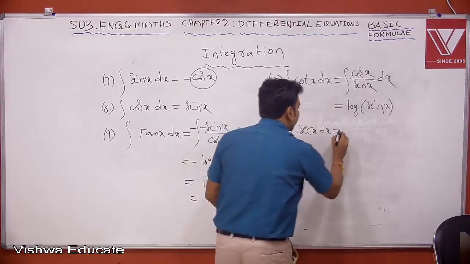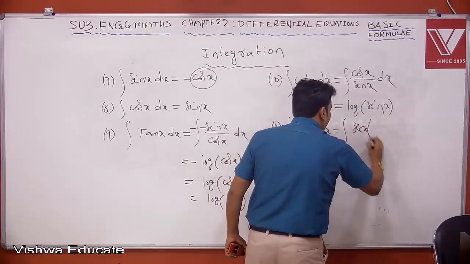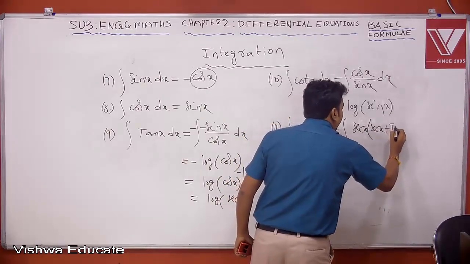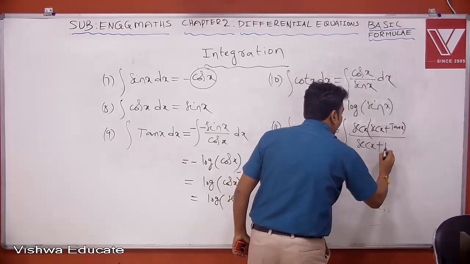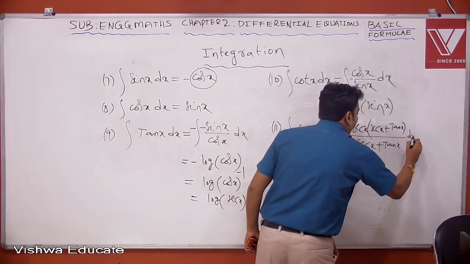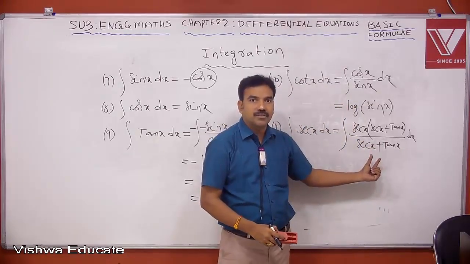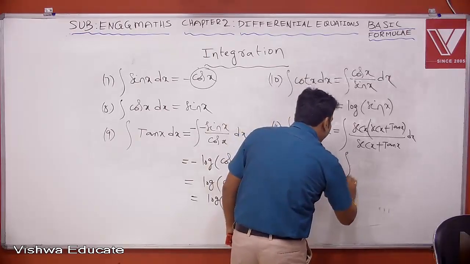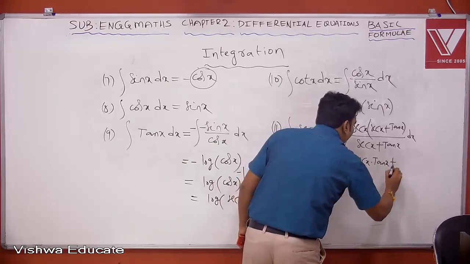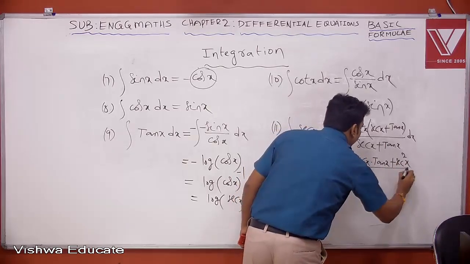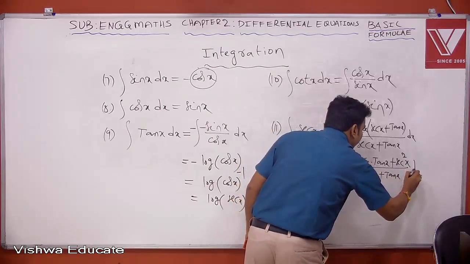Therefore, what I do is, I will multiply this expression with secant x plus tan x. So, integral secant x into secant x plus tan x whole divided by secant x plus tan x dx. Now in this case, the denominator function is secant x plus tan x. Now basically this is integral secant x into tan x plus secant square x divided by secant x plus tan x dx.